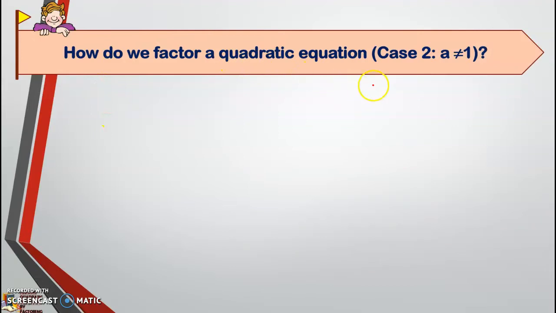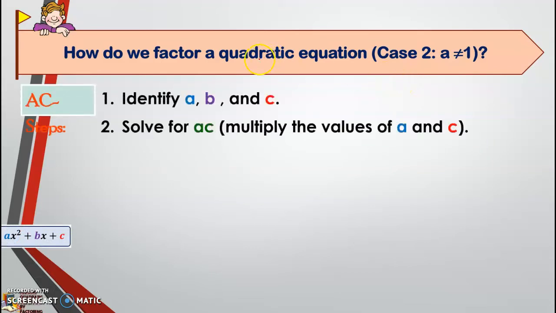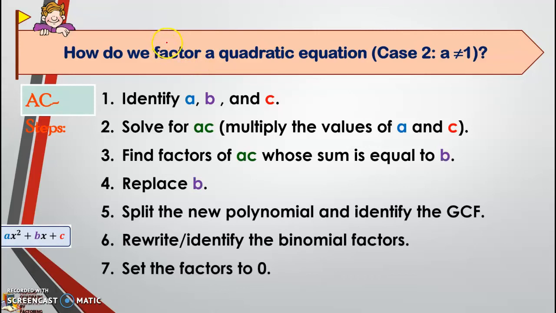How do we factor a quadratic equation, case 2, where a is not equal to 1? Here is the list of steps. First, identify a, b, and c. Second, solve for ac. Then find factors of ac whose sum is equal to b. Replace b by the factors. Split the new polynomial. Identify the binomial factors. Then set the factors to 0 and solve for x. The last step is checking.